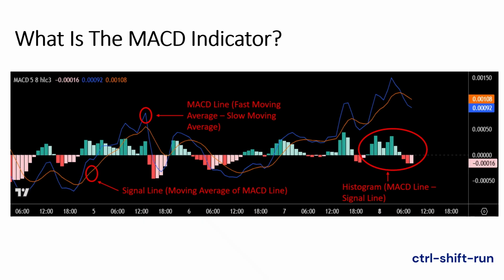Finally, we have the histogram. The histogram is simply the difference between the MACD line and the signal line. When the histogram is above the zero line, the momentum is considered to be bullish, and when it is below, the momentum is bearish. With all this in mind, when the MACD line crosses above the signal line, it is considered a bullish signal, and when it crosses below, it is a bearish signal.